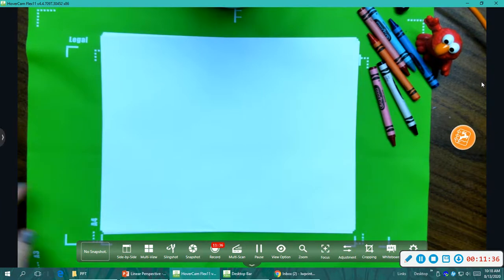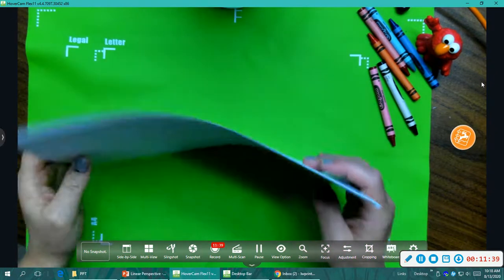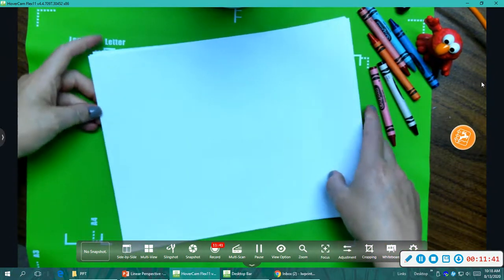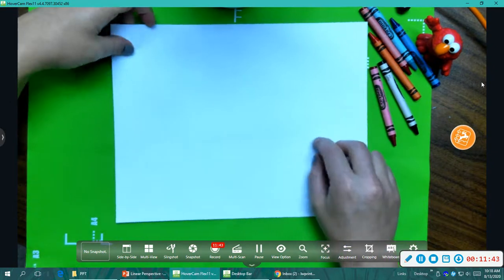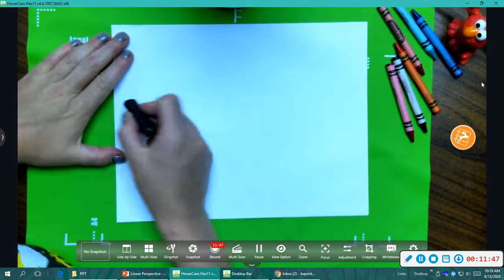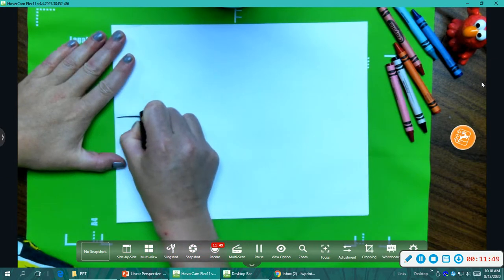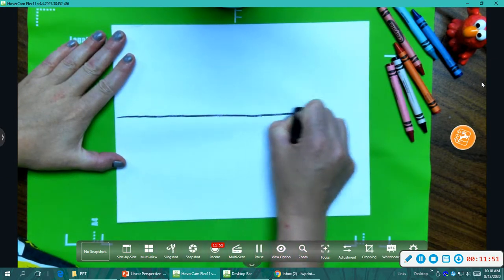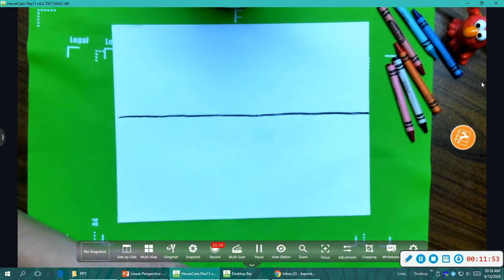It doesn't matter what size paper you have, if you have a half sheet, or just a scrap, or a whole sheet of printer paper. Any one is fine. First thing we've got to do is draw a horizon line. My horizon line is going to be at least halfway up the paper, and it goes straight across.